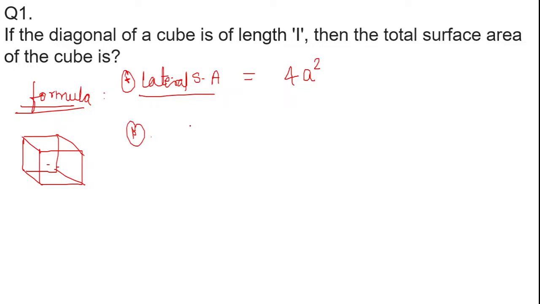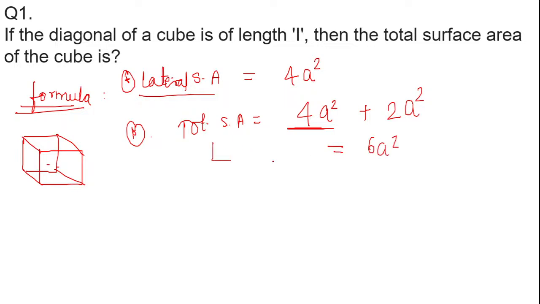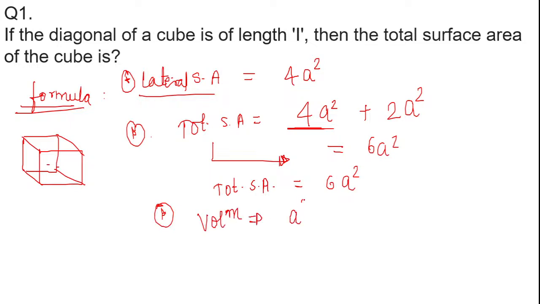Okay, second formula for the cube is the total surface area, that is 4a square, the lateral surface area, plus the top and the bottom, that is 2a square, which gives me 6a square. So the total surface area for a cube is equal to 6a square. I hope you have got this. And for the volume of the cube, the formula is a cube. Volume of cube is equal to a cube.